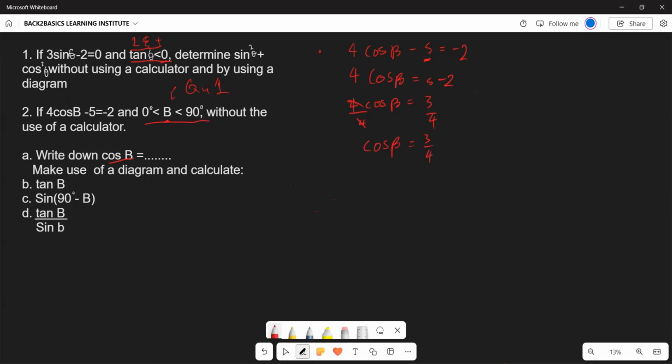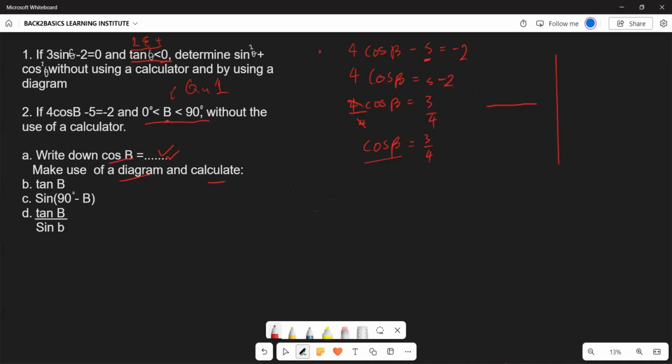And then what are you going to do after this? You've already found out what your cos of B is. Are we together? So this is the first one. And remember, they said this is in your first quadrant, right? So now they say make use of a diagram and calculator. Since this is in your first quadrant, if you draw your CAST diagram, what you are going to have here is something like this.